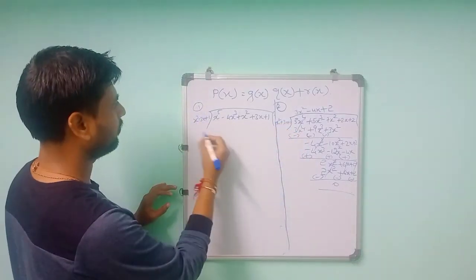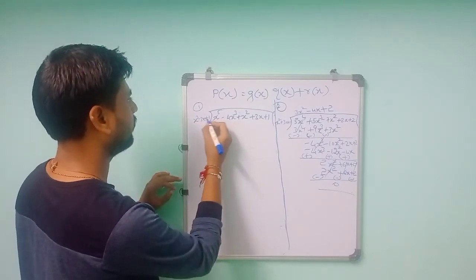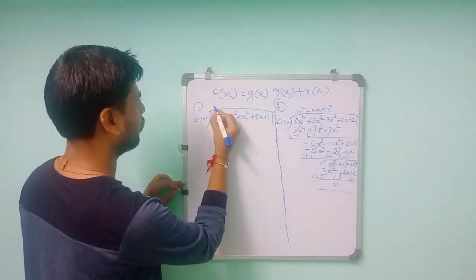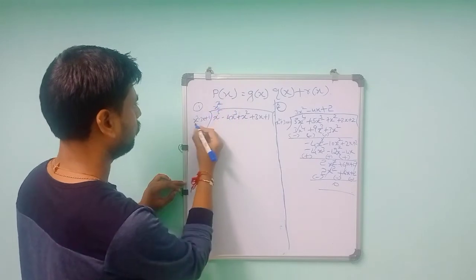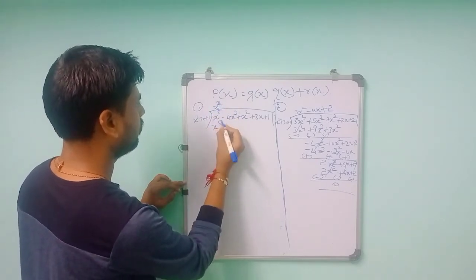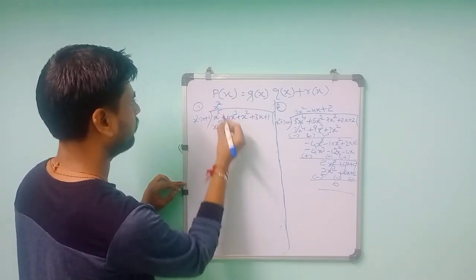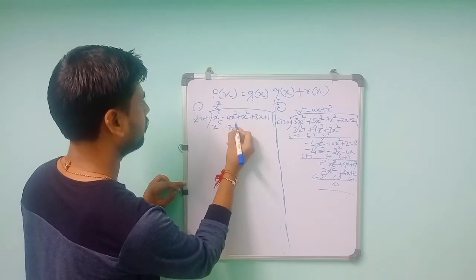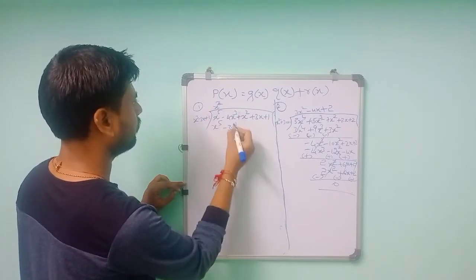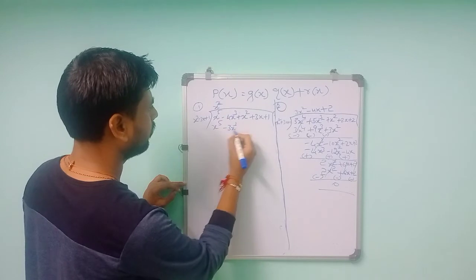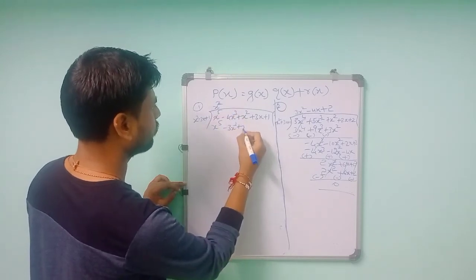So here x cube is there, so we have to make x raised to 5. No number is there, so directly you have to take x square. So x cube into x square is x raised to 5. Then minus 3x into x square is minus 3x cube. Then minus 3 into x square is minus 3x square. Then 1 into x square is x square.